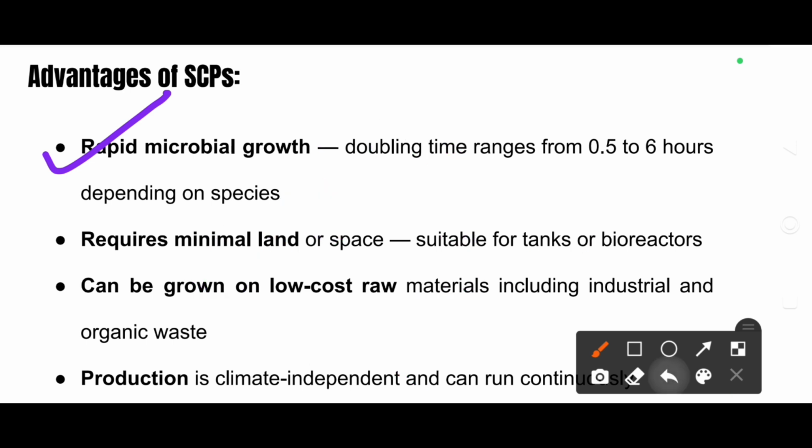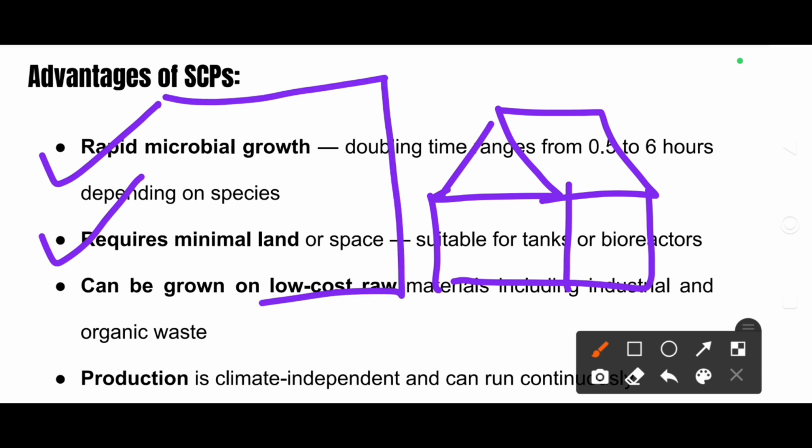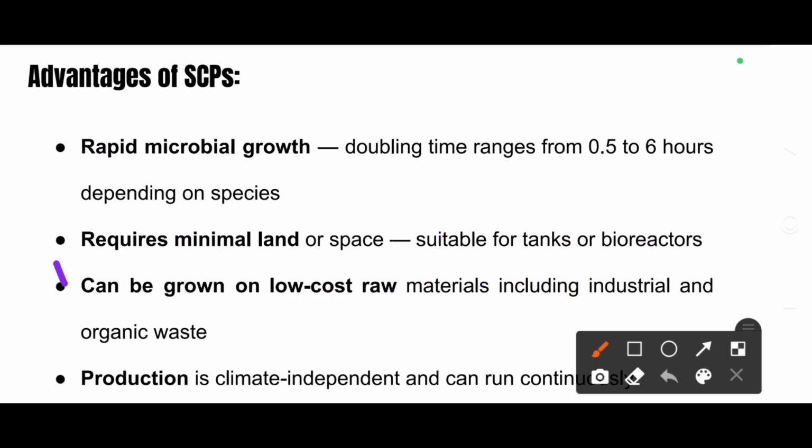it requires minimal land. Okay, for us, we need a home, we need to live in some place, or for a cow to be grown, we should have a proper farming place, like a poultry and all those things we need. But the microorganism is like, I can live in any place. You could give me a dirty place or anything, I don't mind, I don't think of the place at all. So they can grow in minimal land or minimal space, which is suitable for tanks and bioreactors.